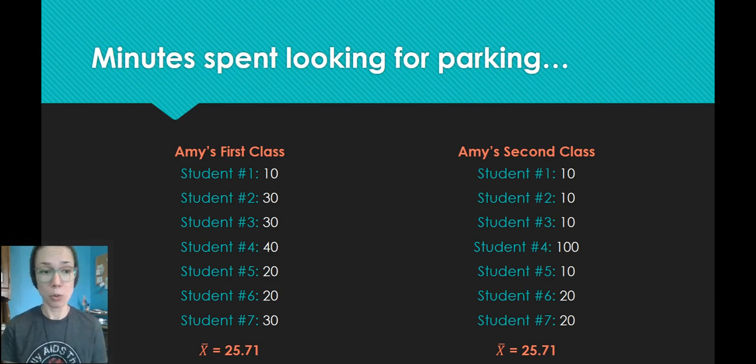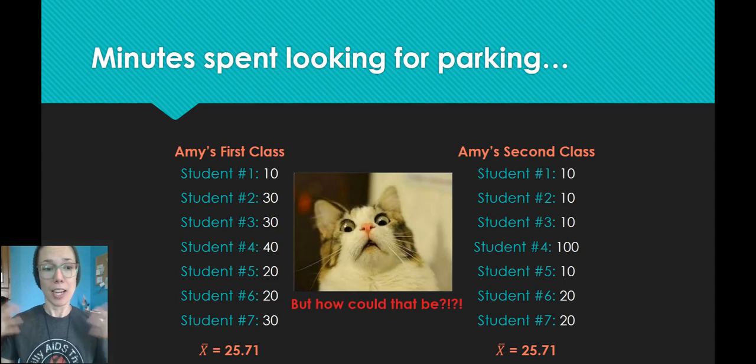So here's a real-world example. Here's a real-world illustration of why measures of variability are important, because very often they tell us something about our data set that the measures of central tendency are not going to tell us. How could this be? We're going to take a look.